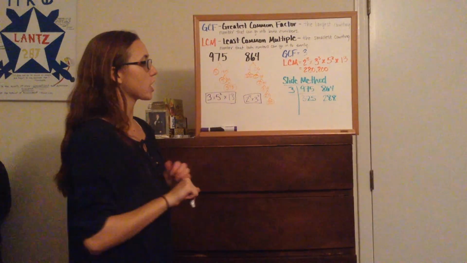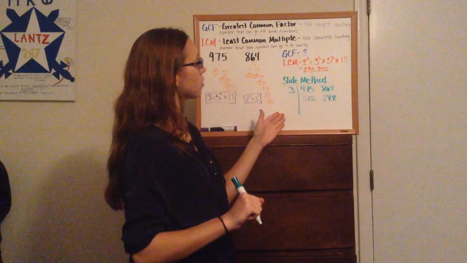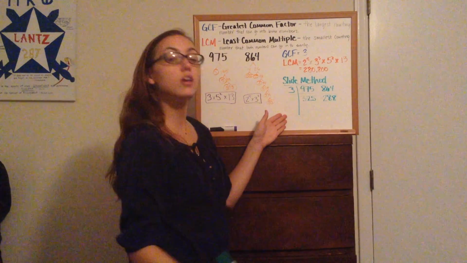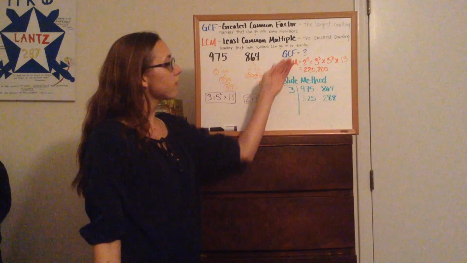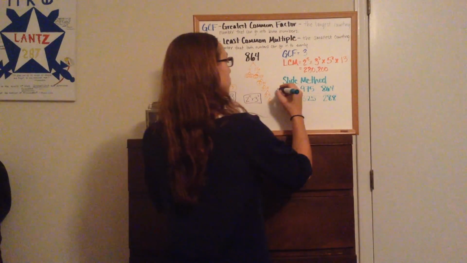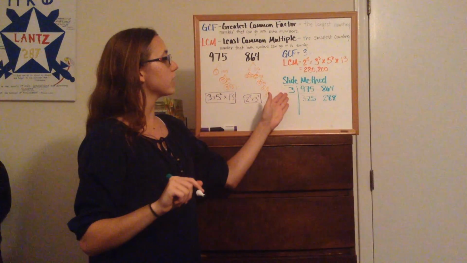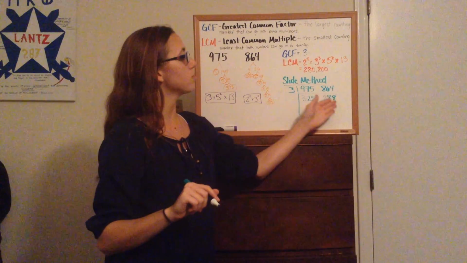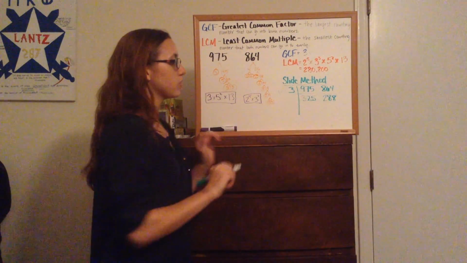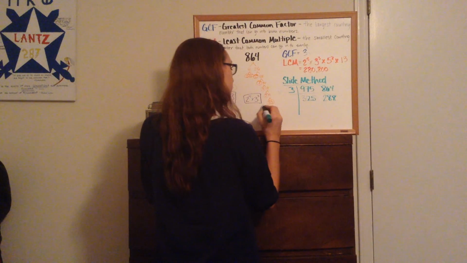And to check our work, the greatest common factor is found on the left side of your slide method, meaning 3 is all we have. Therefore, that is a check, so we'll check that. And then your least common multiple is found by multiplying 3 and then times the bottom numbers, which are 325 and 288. So we'll multiply that.